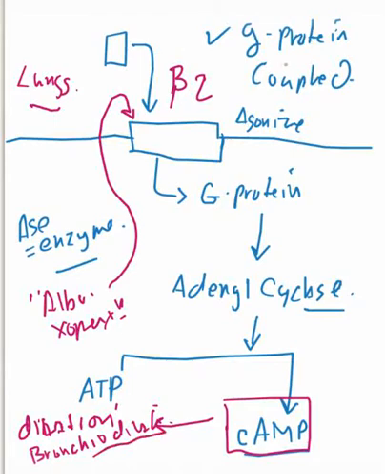So that's just an example of a G protein coupled receptor, and of course a G protein coupled receptor is nothing more than a metabotropic receptor. So there we have an example of ionotropic, specifically a ligand-gated ion channel, and then a metabotropic receptor, specifically talking about the G protein coupled response.